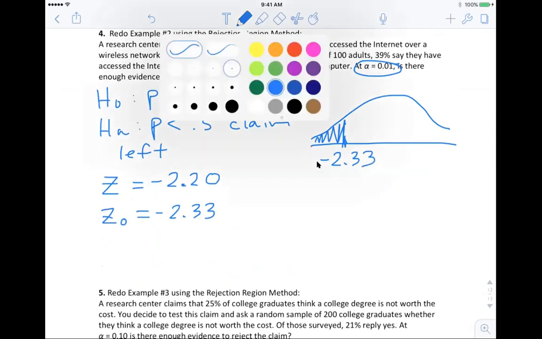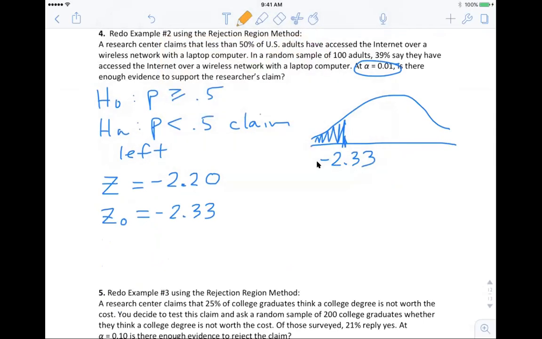Now we're going to plot the z, which would be slightly to the right. And then that means if it's not in that shaded region, it's fail to reject H sub 0. And then the conclusion stuff is the same. Right? So just look back on example 2 and you'll see the conclusion. There's insufficient evidence to reject the claim.